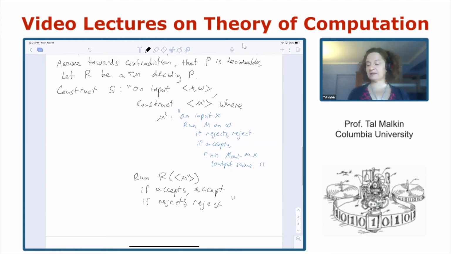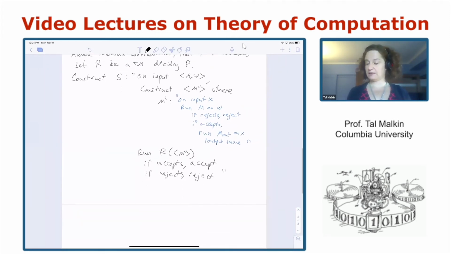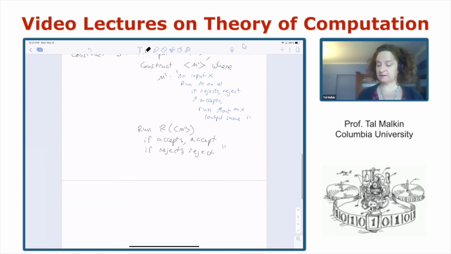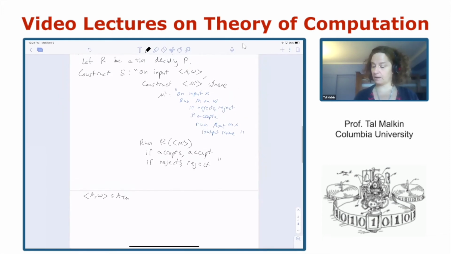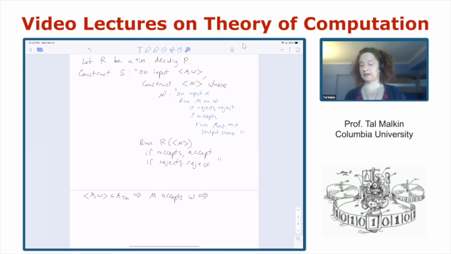Okay, and I claim that this S is a decider for ATM. So let's see why. Well, if MW is in ATM, it means that M accepts W, which means let's look at what M prime does in this case. In this case, M prime on any input, no matter what the input is, will run M on W, get to the branch of accept, and then will run M out on X. So on every input X, it will run M out on X.